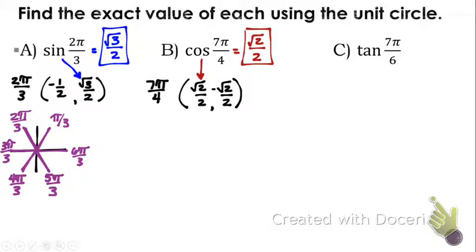Here's how I count my way around the unit circle for these over 4s. The over 4s are going to take each of my quadrants and cut them in half. So I take the top half of the circle, I cut it into 4 parts. 1 pi over 4, 2 pi over 4, 3 pi over 4, 4 pi over 4.